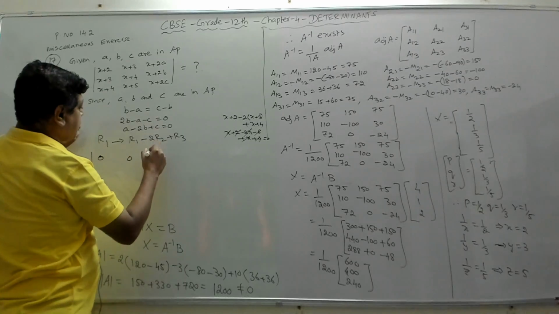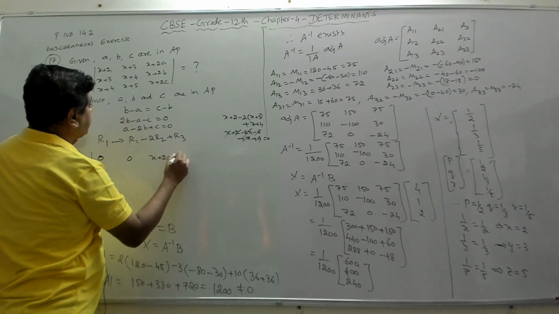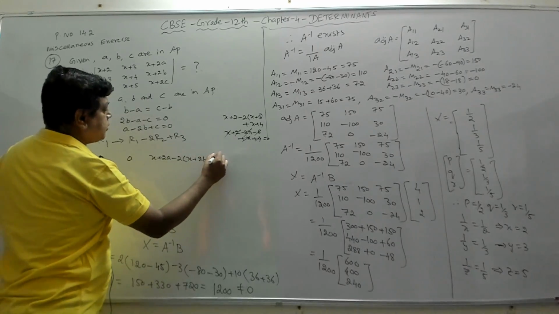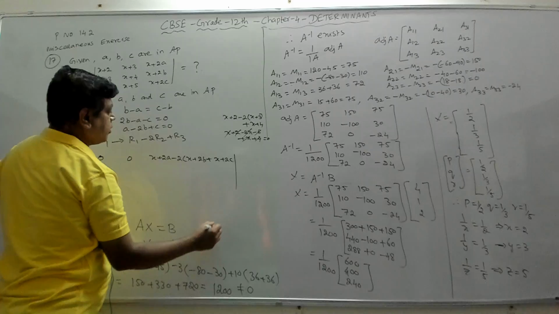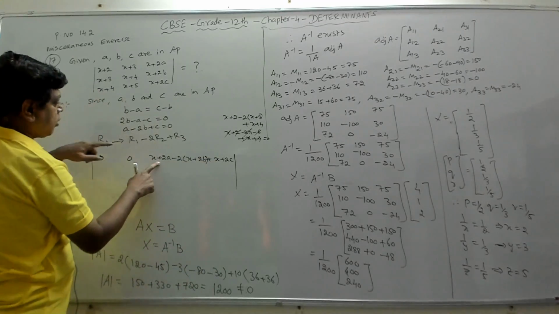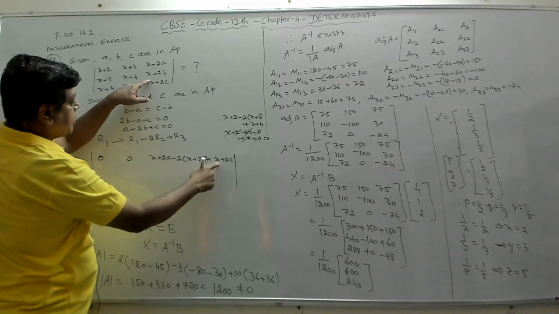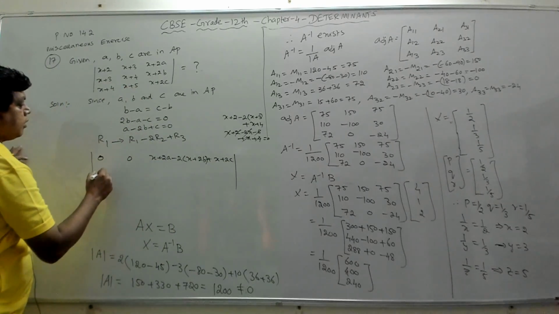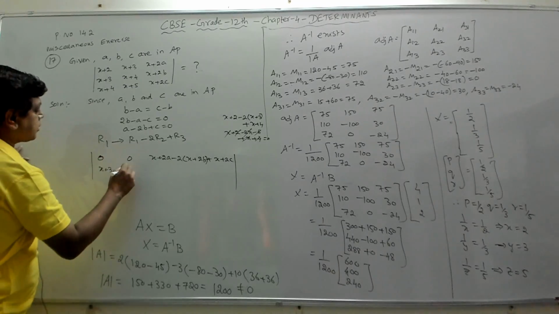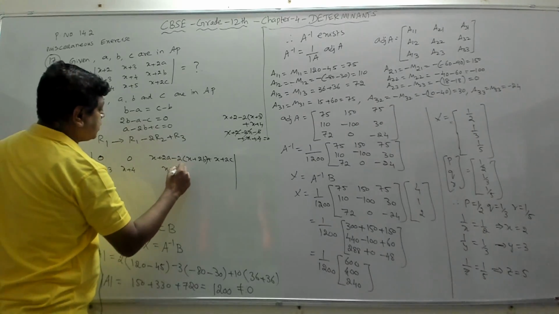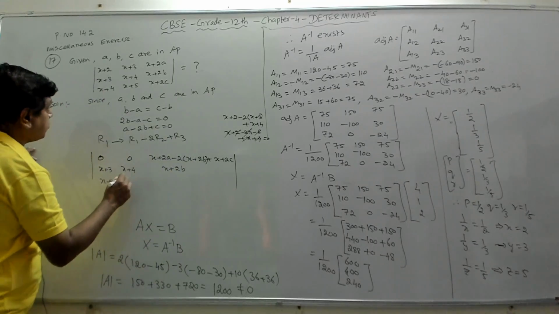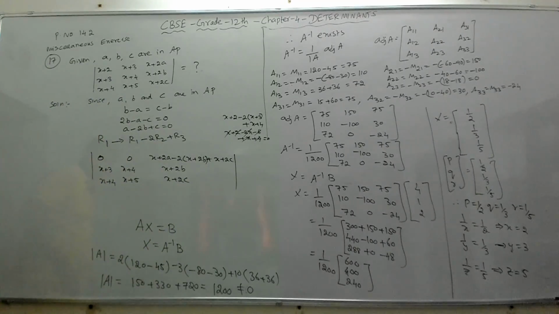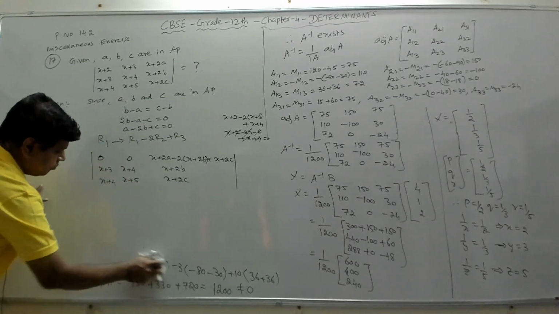If you do the same operation here, there is x plus 2a minus 2 into x plus 2b plus x plus 2c. This is R1 minus 2 times R2 plus R3. If I do this, the other two I'll write as it is: x plus 3, x plus 4, x plus 2b, x plus 4, x plus 5, x plus 2c. Fine. So if I do this, what do we get?